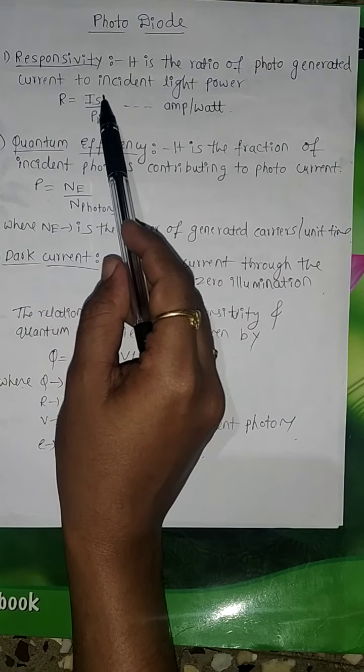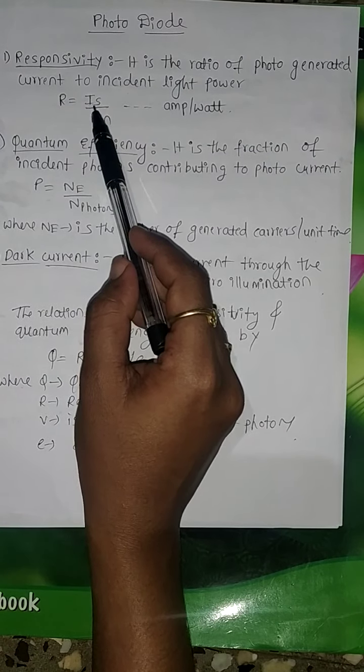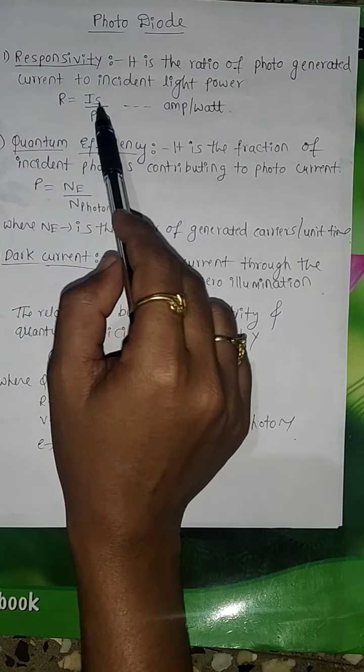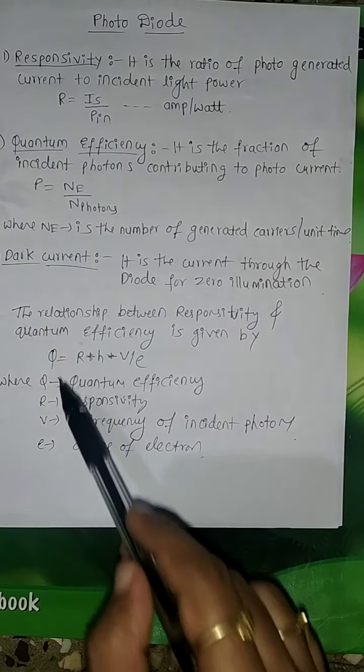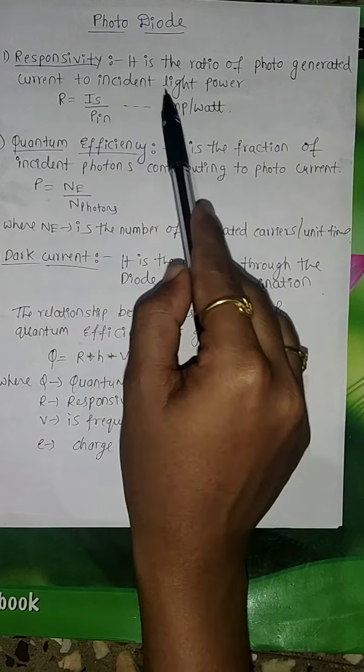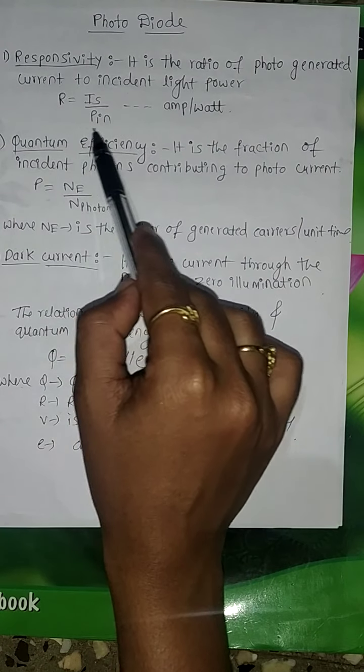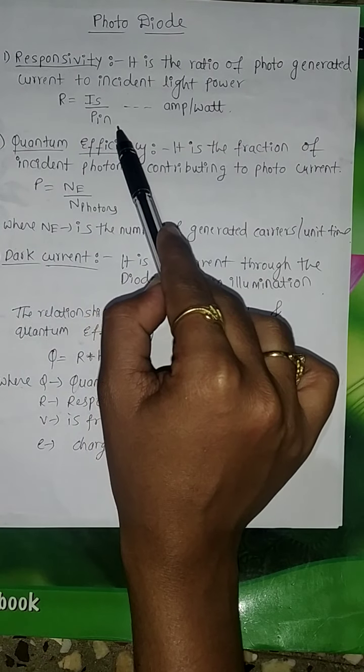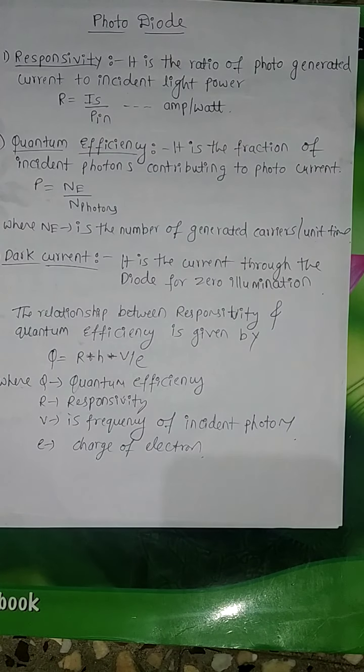R is equal to Is divided by Pin. So Is means the photo generated current. How much current is produced in your diode relative to how much incident light power there is. That is Pin. Understanding? If you take the ratio, it will give the responsivity of that photodiode. In 2 marks they can ask this in the examination.